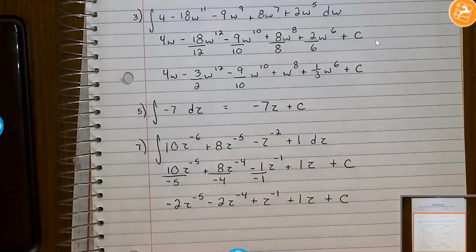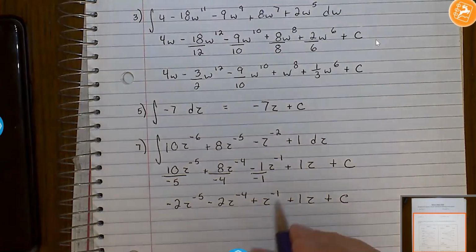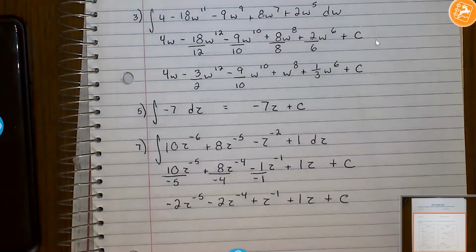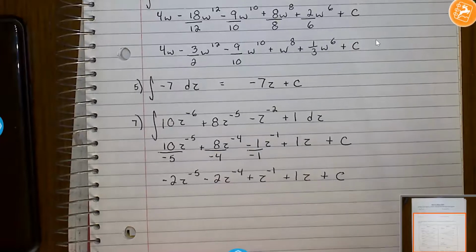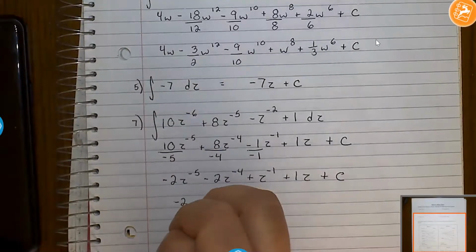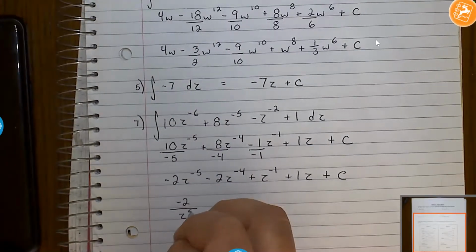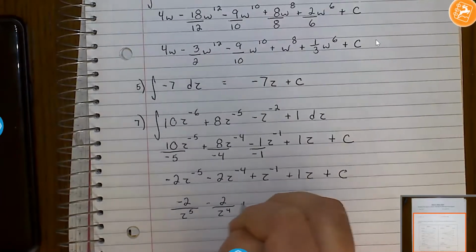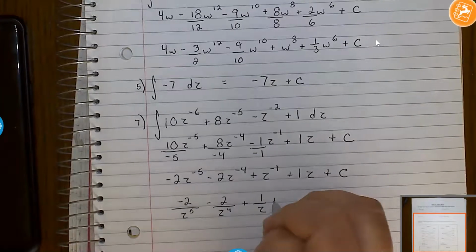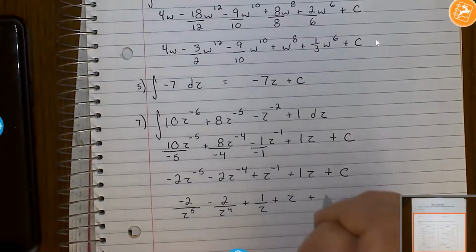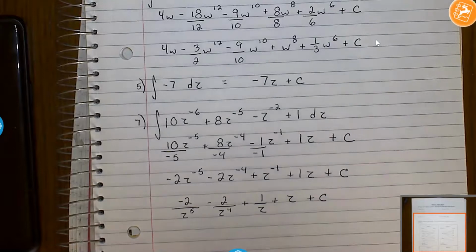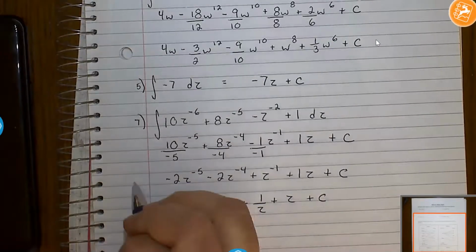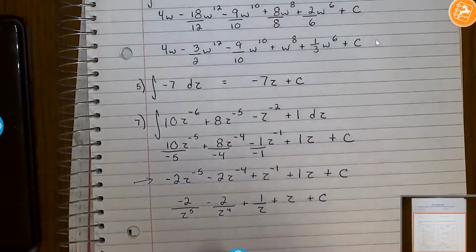I'm fine with you leaving it just like that. You don't need to move the negative exponents down. You could move them down to make it -2 over z to the 5th minus 2 over z to the 4th plus 1 over z plus c, if that's how the worksheet left it. But right here is fine with me. So you don't have to take it much further. Okay, let's move on to number 13.